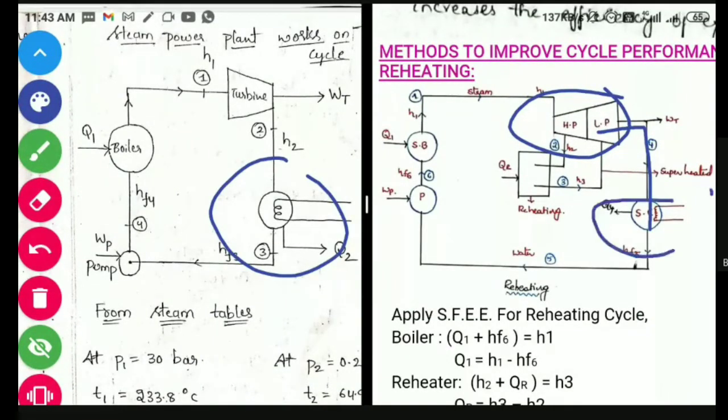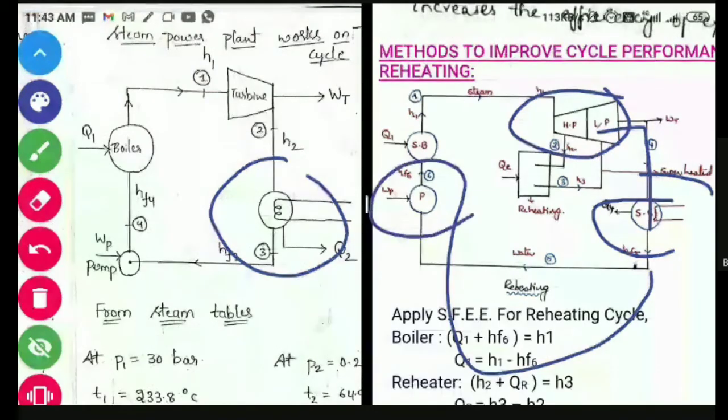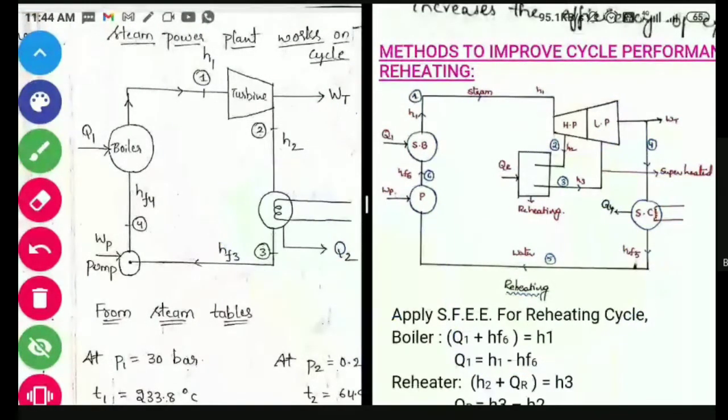In the condenser, by supplying cooling water spray, it will again condense into water. That water is again sent to the feed pump. From the feed pump, it is again sent to the steam boiler. Again for the steam boiler you have to supply the heat, so steam is produced and again sent to the turbine. This is a cyclic process.